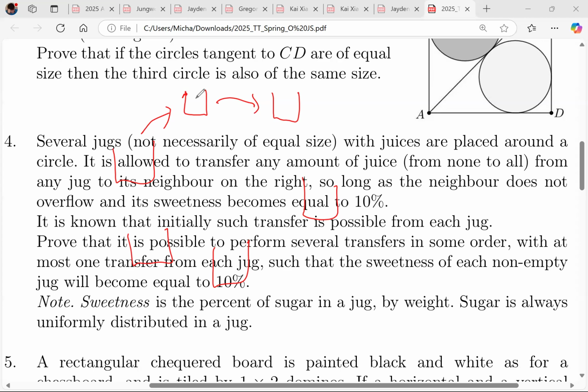Okay. But then the question is, if that's possible to do, like if it's always possible to pour once so it's 10%, is it possible to keep pouring in some order so that everything ends up as 10%? Okay. And for the sake of this question, having nothing in the jug is counted as 10% sweetness. Okay.